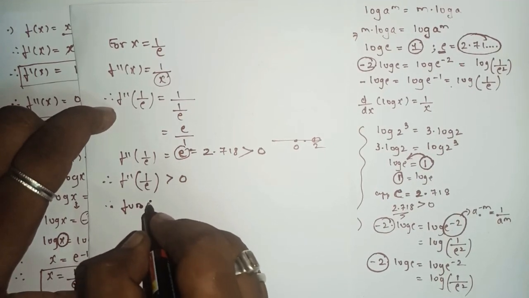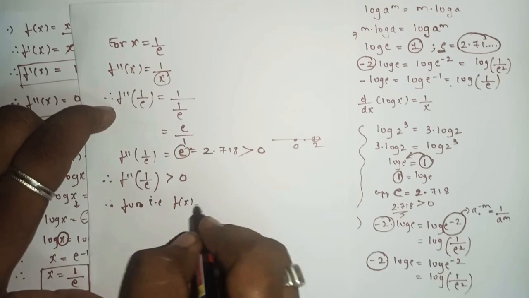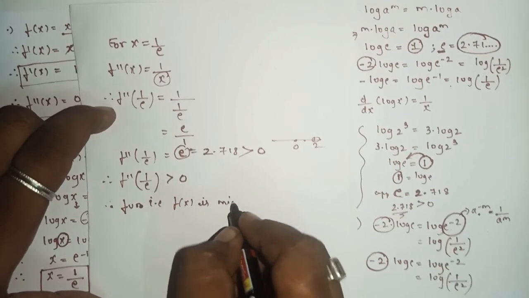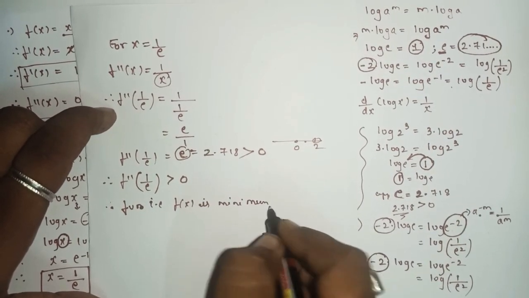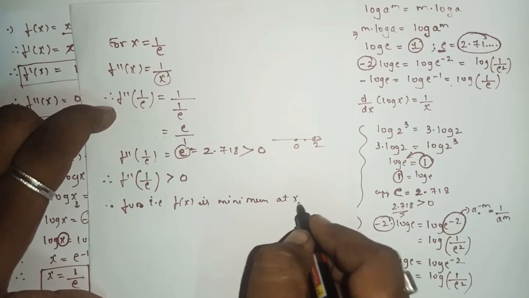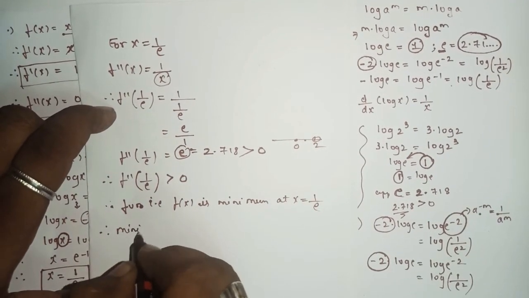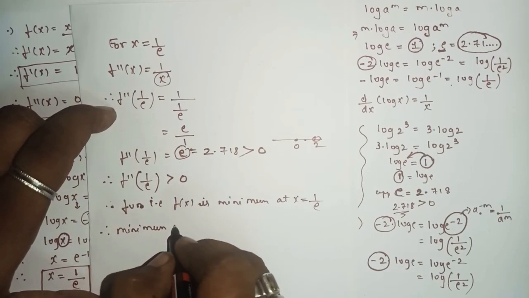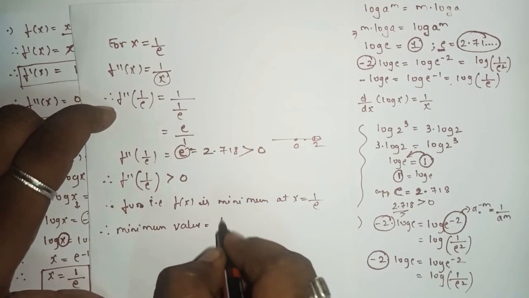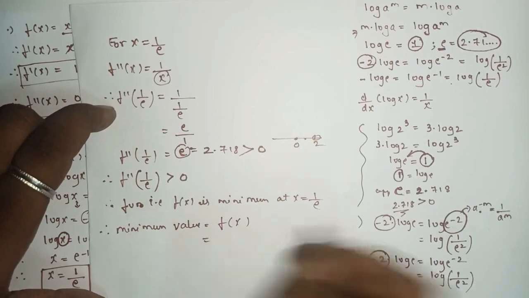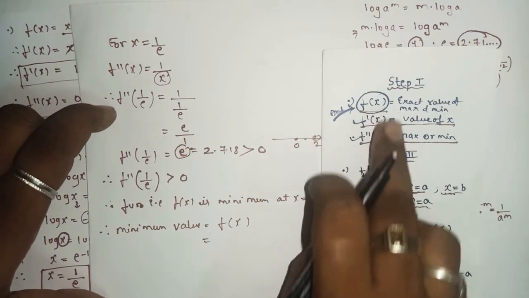Okay, that means f of x is minimum at x equals 1 by e. Now we have to find the exact minimum value. To find it, we all know that we have to substitute the value in f of x.